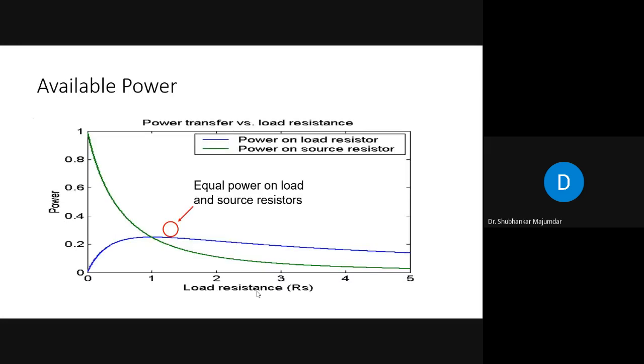Okay, so now power transfer versus load resistance. If we are increasing the load resistance, then at a particular point the power will be matched, and then the power keeps decreasing if we keep increasing the load resistance, because after this it becomes unmatched. So maximum power will not be transferred. The maximum power will transfer only when the load impedance is matched with the source impedance.